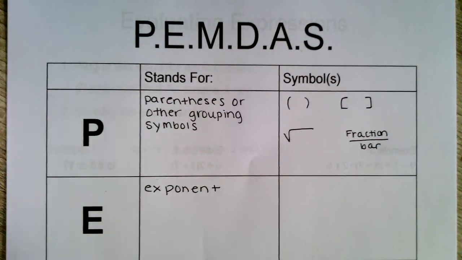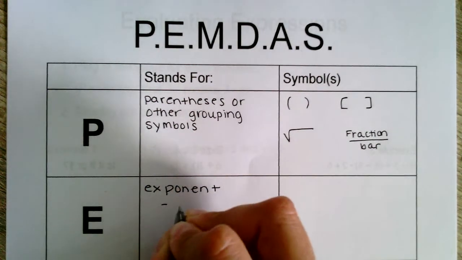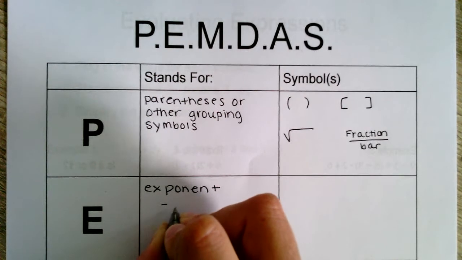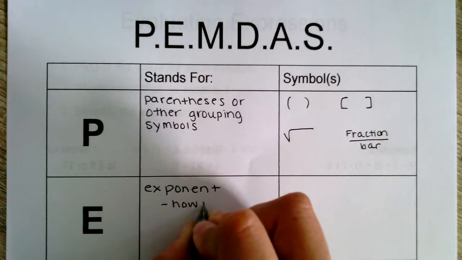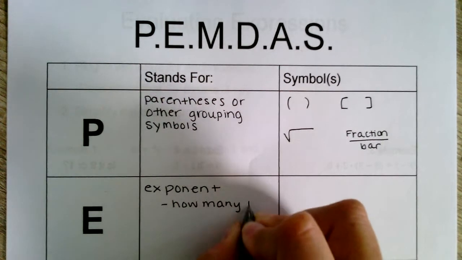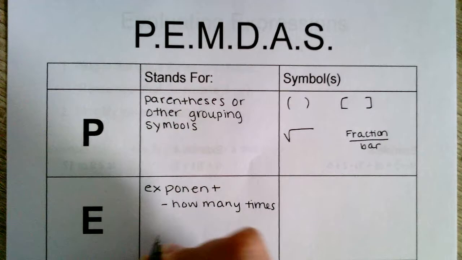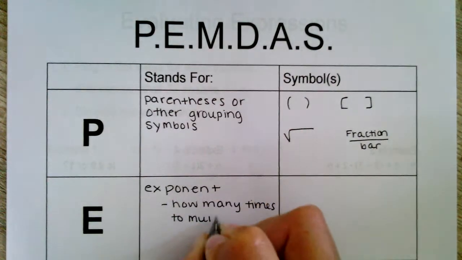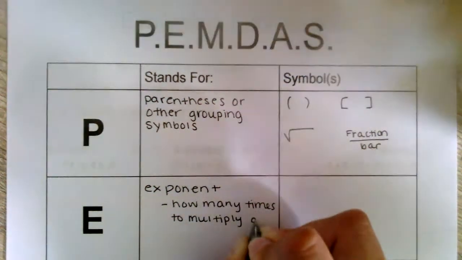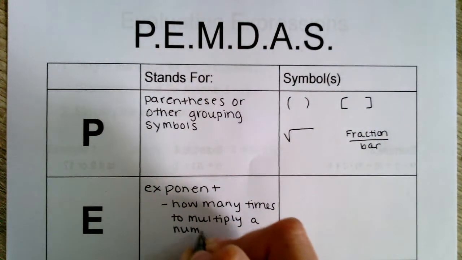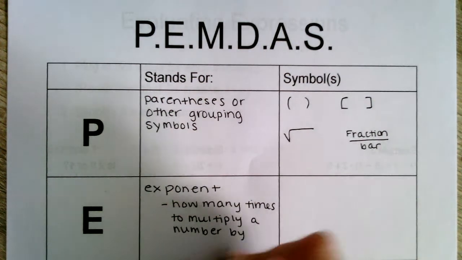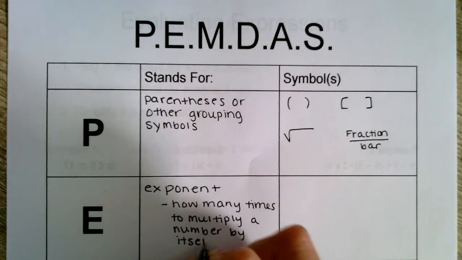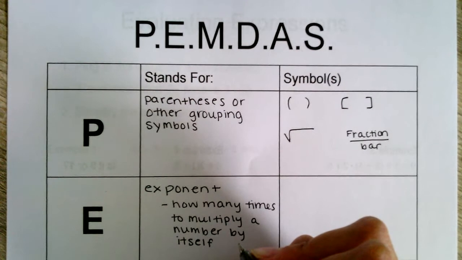The E is exponents. So just a reminder of what an exponent is. We'll be doing a whole unit on this later on in the year, but this is just a notification of how many times to multiply a number by itself. So we'll be doing a lot more with exponents, but you've seen them. They are those little numbers.